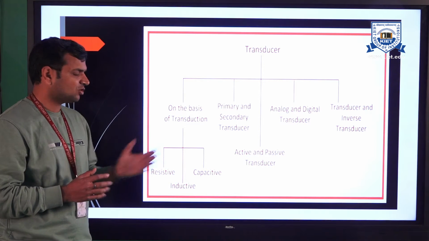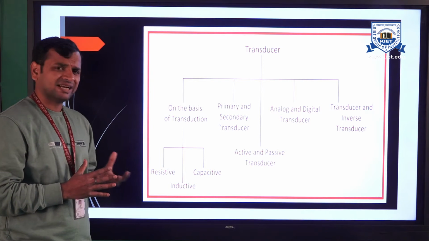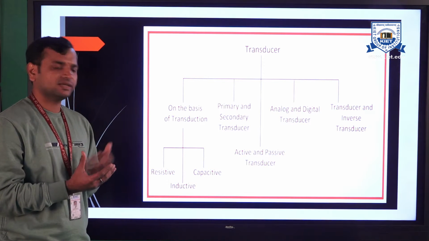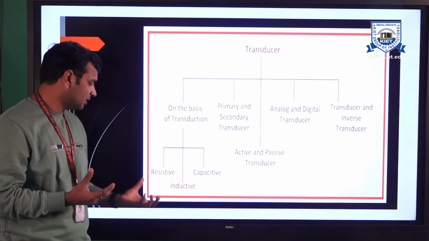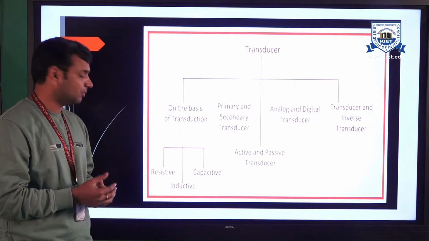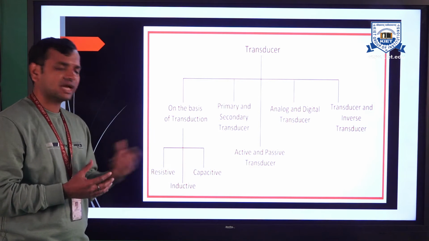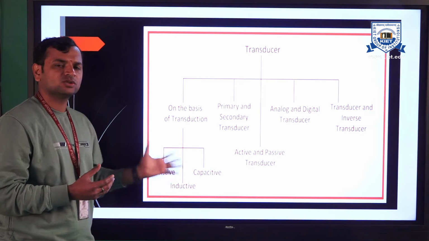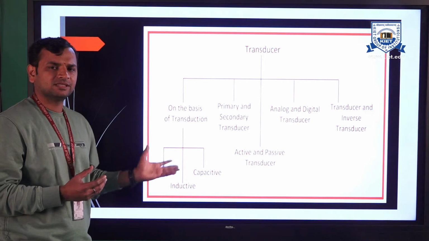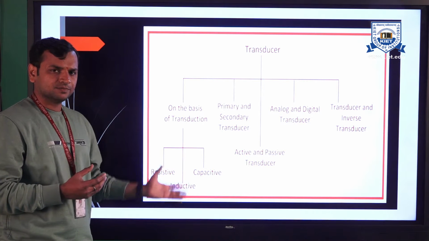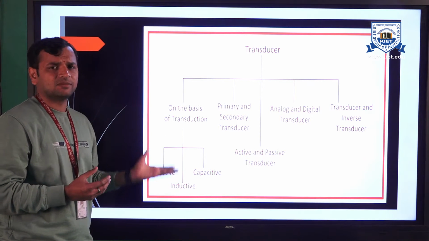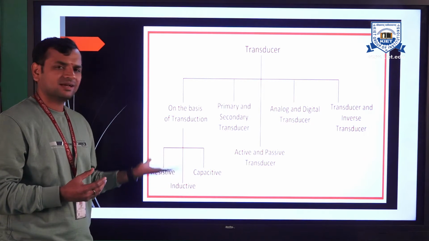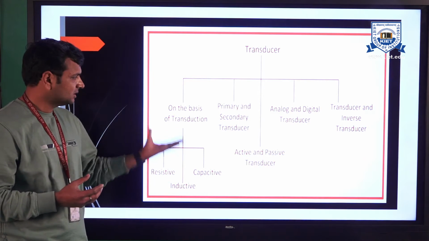Now the basis of transduction form used mainly depends on the circuitry of a transducer, on which principle it is based: the resistive principle, the inductive principle, or the capacitive principle. All three can be used in various measurements, like displacement measurement or level measurement. A capacitive transducer can be used in level measurement also. So that will be the application of these three forms.